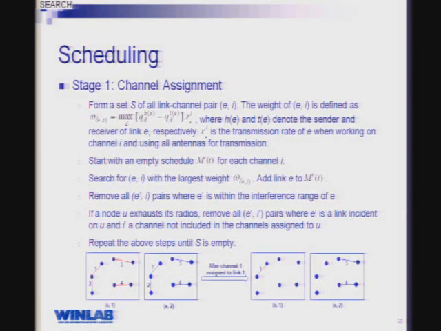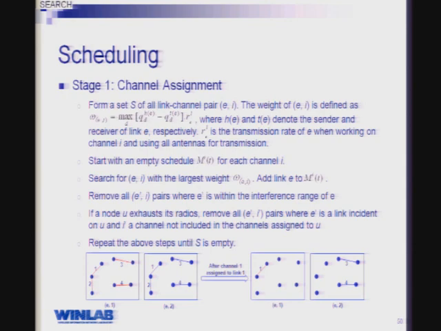Then if e' interferes with e, we remove the (e', i) pair from S, because if e' works on channel i, it will interfere with e. And if a node u exhausts its radios, then we remove all the (e', i') pairs, where e' is a link incident on u, and i' is a channel which has not been included in the channels assigned to u. We repeat the above steps until S is empty.